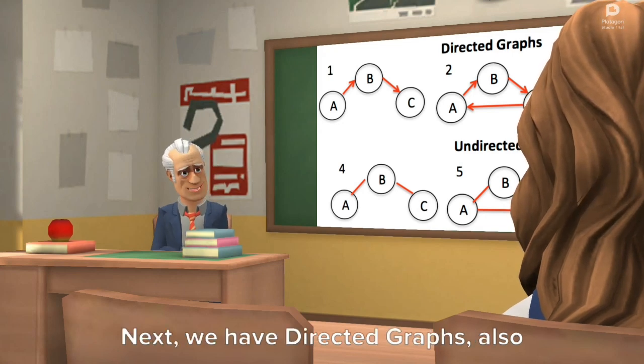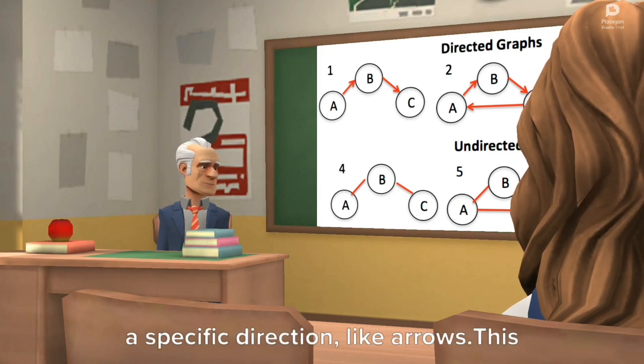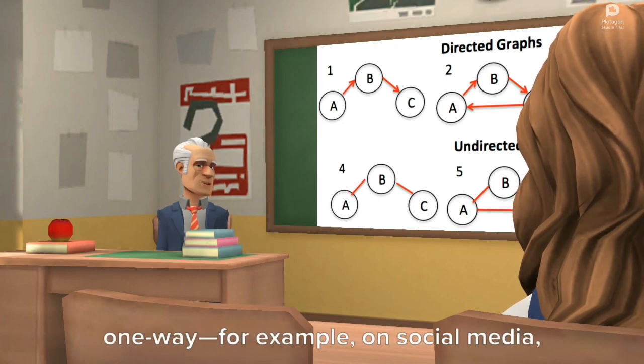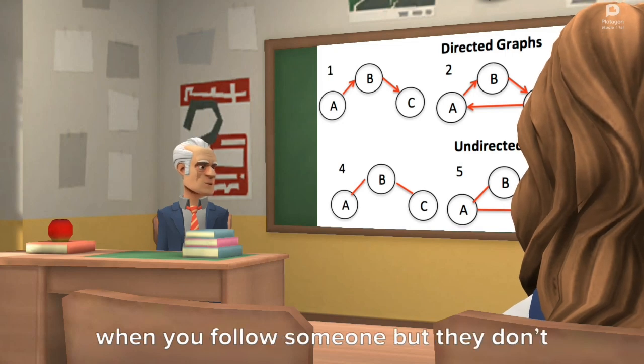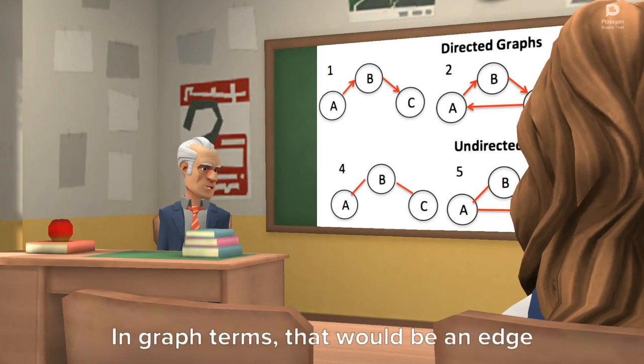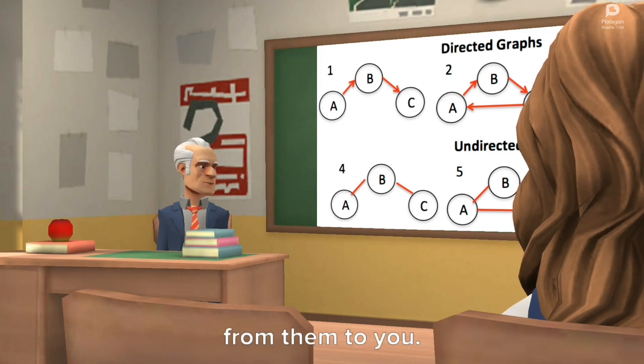Next, we have directed graphs, also called digraphs. Here, the edges have a specific direction, like arrows. This is useful when the relationship is one way. For example, on social media, when you follow someone but they don't follow you back. In graph terms, that would be an edge from you to them, but not necessarily from them to you.